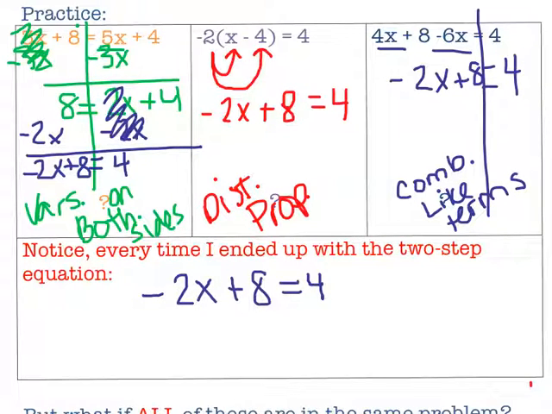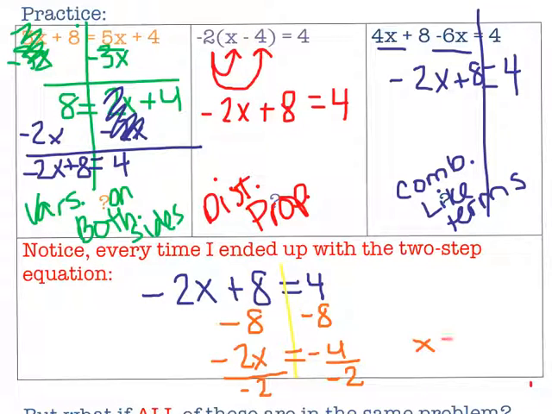So now I solve this. It's a two-step equation. I'm just going to draw a line down the center. So I want to subtract 8 from each side. I'm left with negative 2x equals 4 minus 8 is negative 4. Now be careful here. In order to get x by itself, I need to not only divide by 2, I need to divide by negative 2.